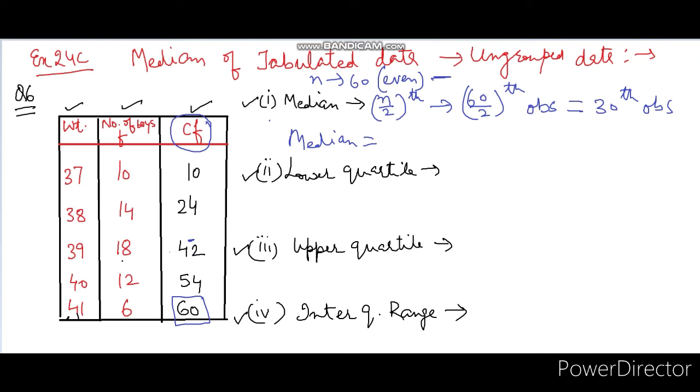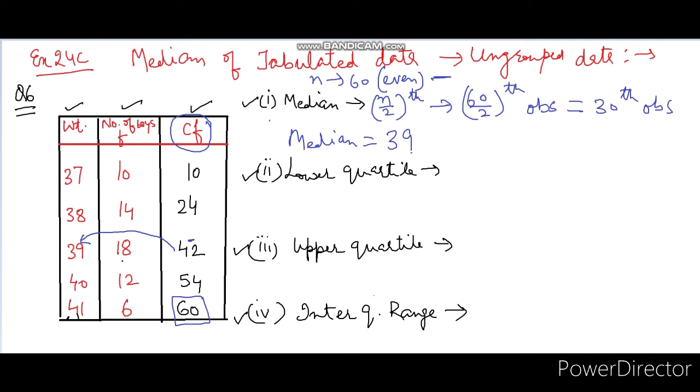And the weight in front of 42 will be the value of our median, right students? So median is the 30th observation. The 30th observation falls in the cumulative frequency of 42, and against 42, what is the weight? Weight is 39. So this means that median is 39. I hope the method is clear. This way, from the table, we are going to check the values of the median and all these things.